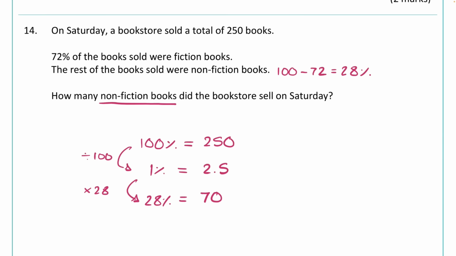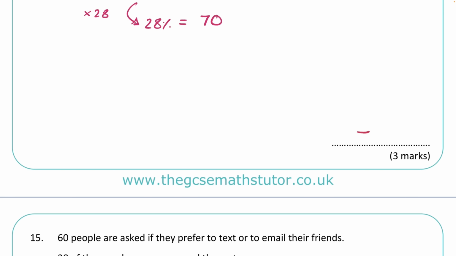Now, if we'd have worked out the 72%, we can do 250. I'll use a decimal method times 0.72. That gives us 180. And then 250 take away 180 would give us 70. Either way, absolutely fine. But our answer there is 70.